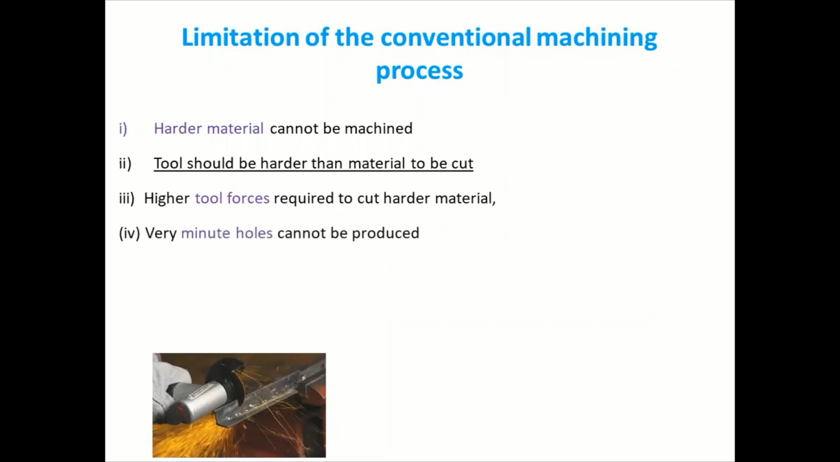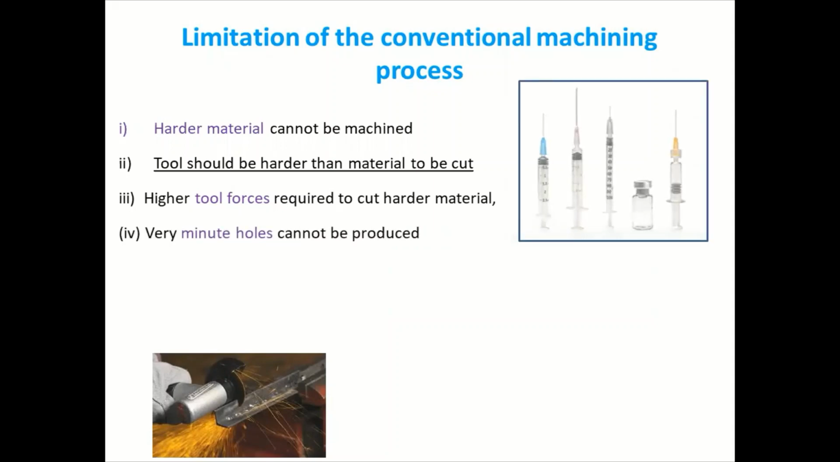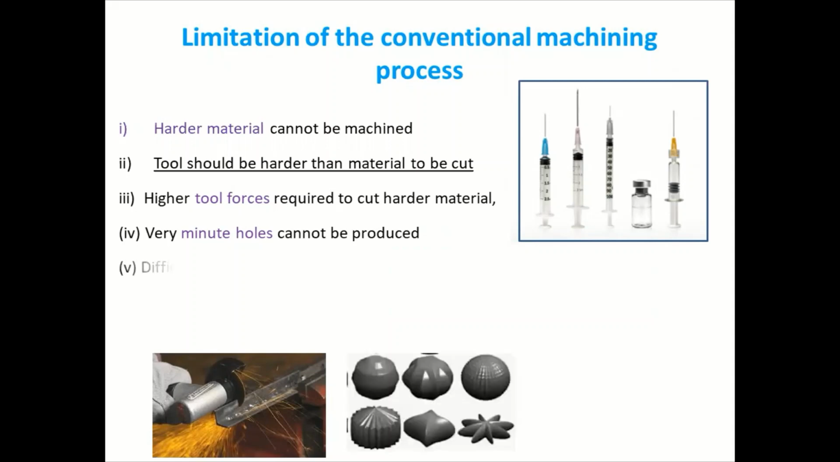Very minute holes cannot be produced. Students, even if you see the needles here, such type of holes, very small holes cannot be produced in the conventional machining process. Difficult to produce the complex shape in harder material. Yes, such type of shapes is not possible to produce in the conventional machining process.